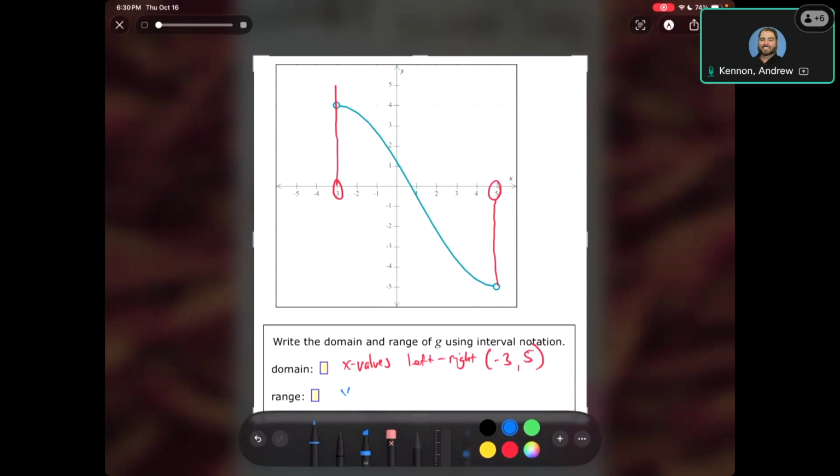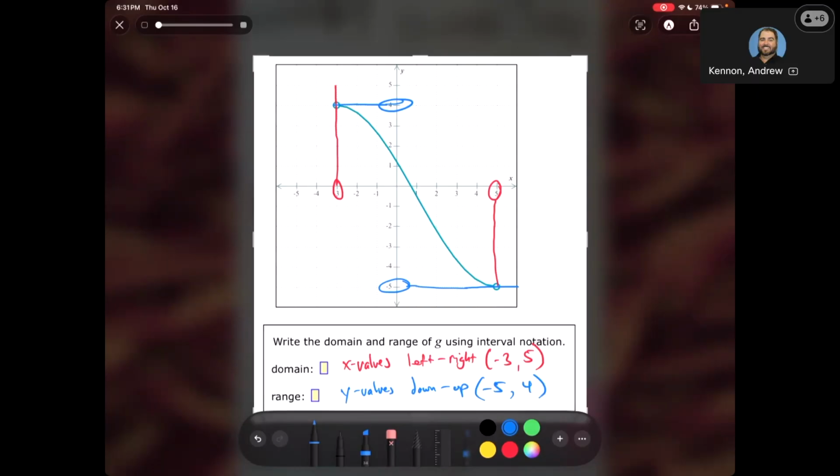The range is your y values. It's kind of funny to say, but it's how far down to up it is. So it's the bottom of the graph to the top. My bottom of my graph here is at -5. Again, it's an open circle, so I do a parentheses. The top of the graph is here at 4, and it's an open circle, so I do a parentheses. So your domain is how far left to right your graph goes. Your range is how far down to up it goes.